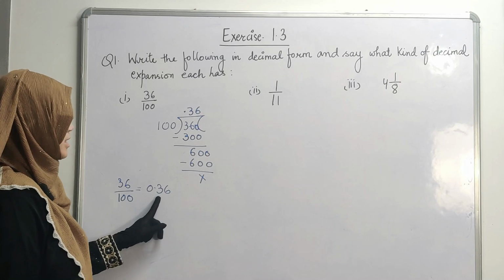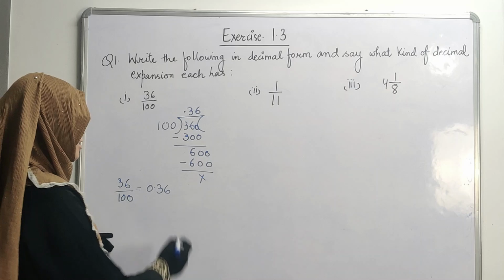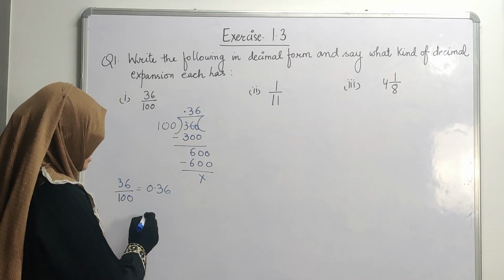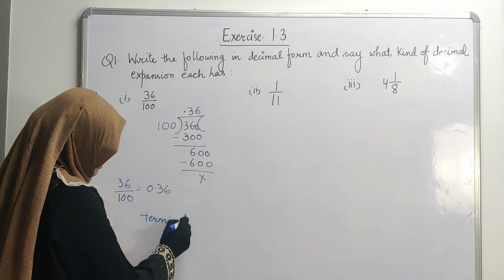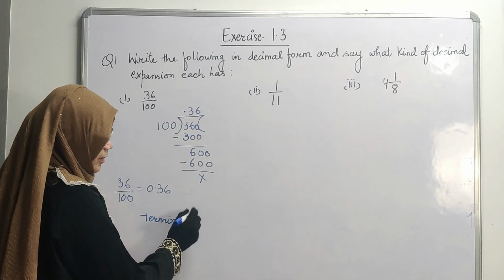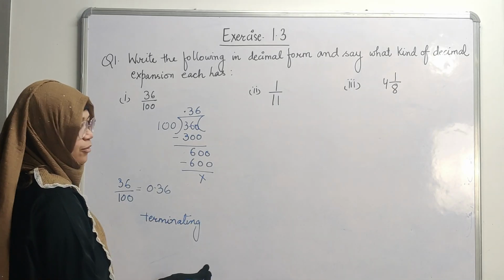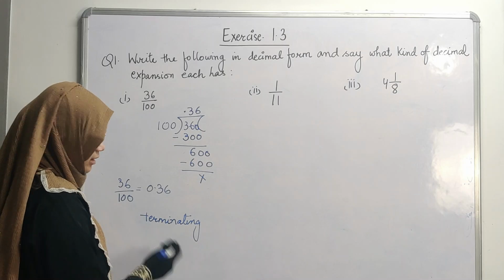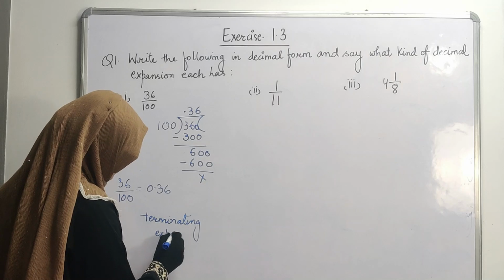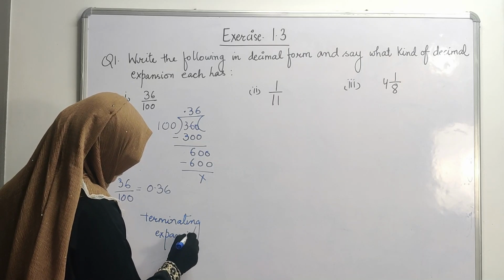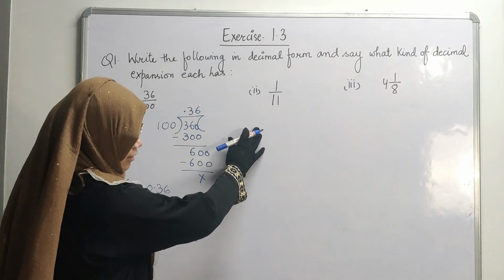Which type of decimal expansion does 36 upon 100 have? 0.36 has, here you can say, terminating. 6 के बाद number रुक गया है. It means it is terminating. And you all know that in terminating you don't have to write repeating or non-repeating. So we have terminating expansion. Let us see question number 2, 1 upon 11.